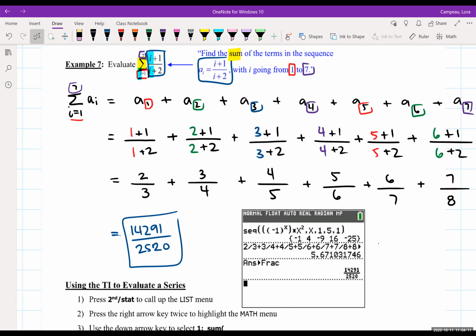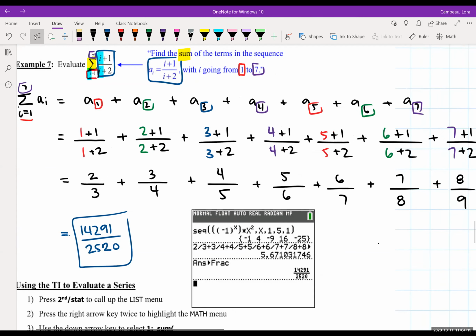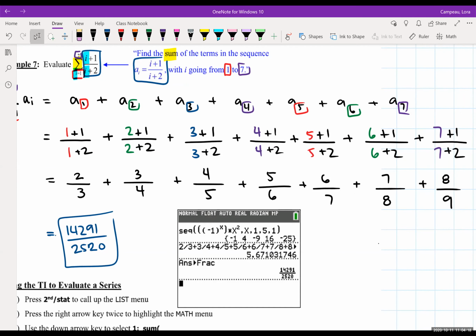So that's how you do this. Sometimes it might go faster if you're working it out by hand, but sometimes when you have to find sums of fractions, it takes a little longer. Feel free to use the combination of the TI to help you in this particular course.